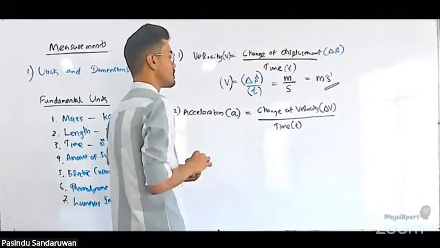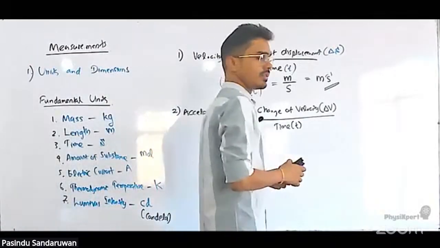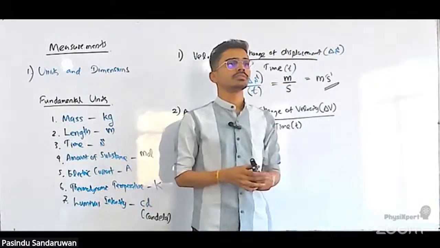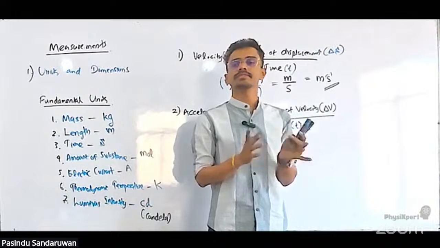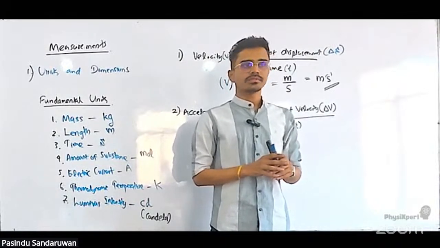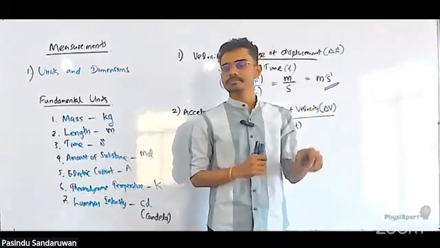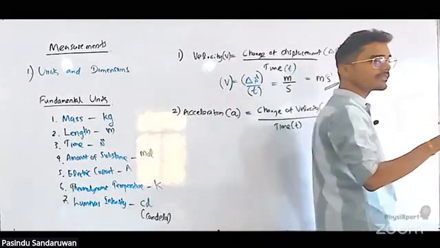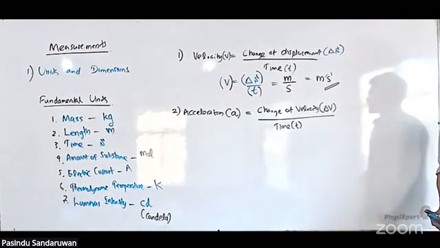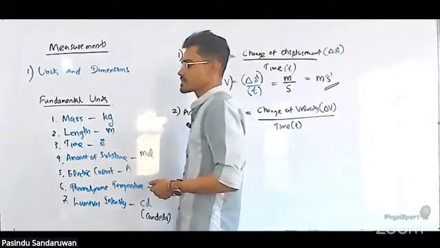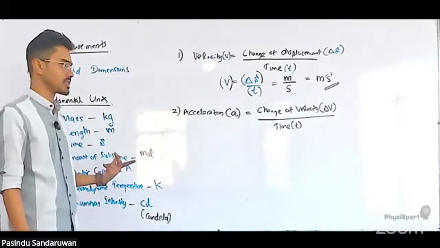Change of velocity over time. Now, this is how you should think. Change of velocity is a difference of velocity, no? Then final velocity minus initial velocity. It's a velocity minus velocity. Velocity minus velocity gives a velocity. Is that clear? Velocity minus velocity gives a velocity. What is the quantity? Velocity minus velocity is a velocity.